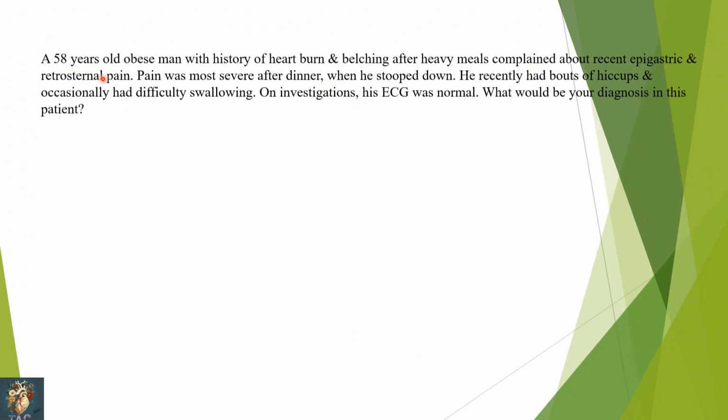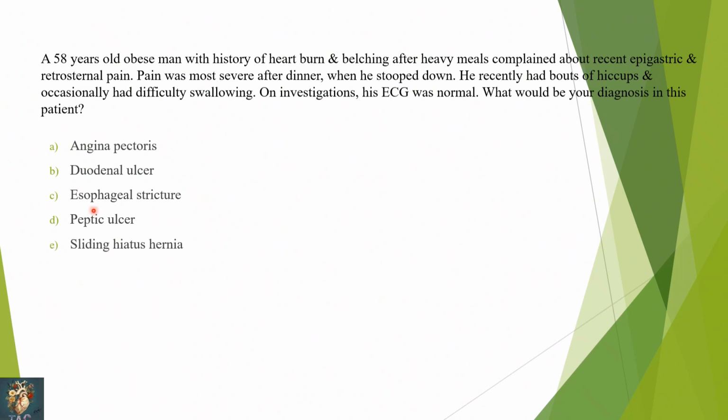Next is a 50-year-old obese man with history of the heartburn and belching after heavy meals complained about recent epigastric and retrosternal pain. The pain was most severe after dinner, when he stooped down. He recently had bouts of the hiccup and occasionally had difficulty swallowing. On examination, his ECG was normal. What would be your diagnosis in this patient? That may be angina pectoris, duodenal ulcer, esophageal stricture, peptic ulcer or sliding hiatus hernia.